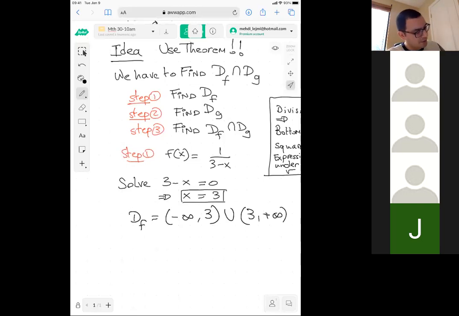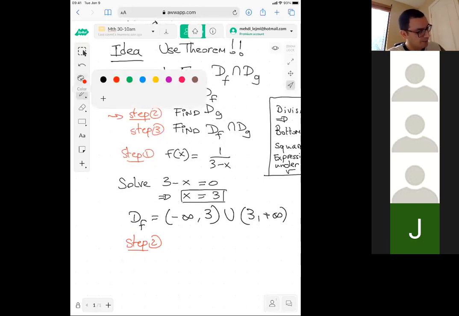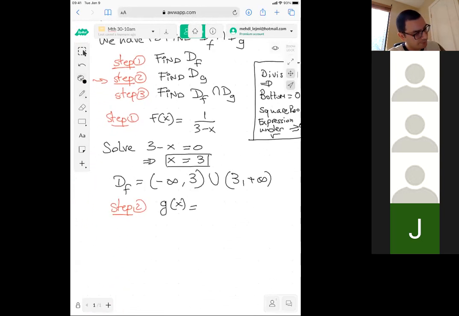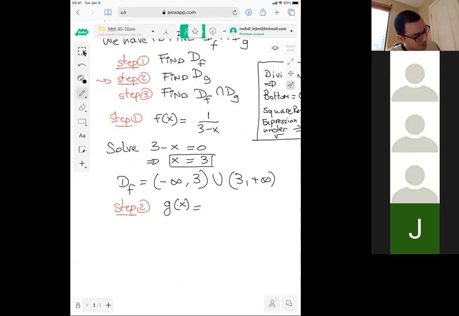Now, step number 2. I have to find the domain of g, d subscript g. That's the domain of g, right? So g of x is the square root of x plus 4, all right?